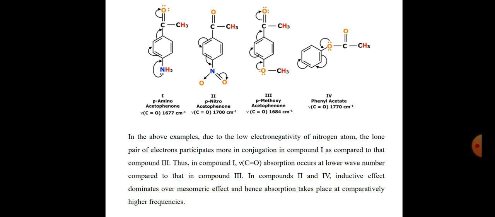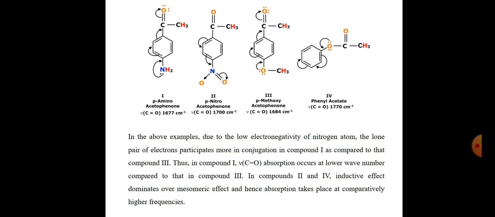See the structure. Para-amino acetophenone absorbs at 1677 cm⁻¹. Para-nitroacetophenone absorbs at 1700 cm⁻¹. Para-methoxyacetophenone absorbs at 1684 cm⁻¹. Phenyl acetate absorbs at 1770 cm⁻¹.